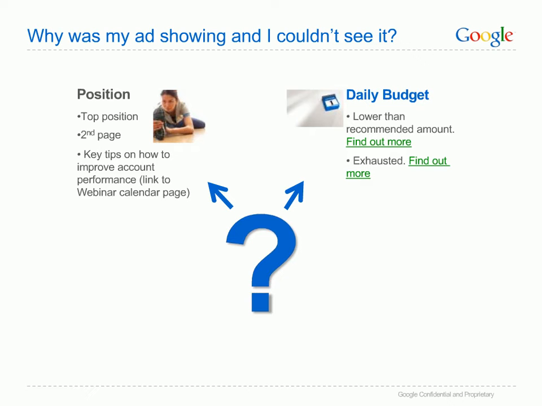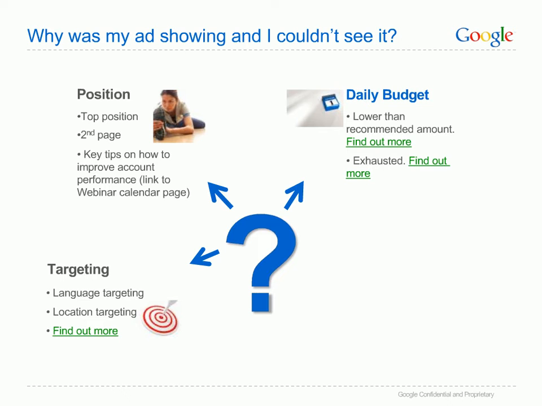If your daily budget has been exhausted, this means that you've received the maximum amount of clicks you can without exceeding your daily budget. Therefore, we stop showing your ad until the following day to ensure that you do not exceed your budget.